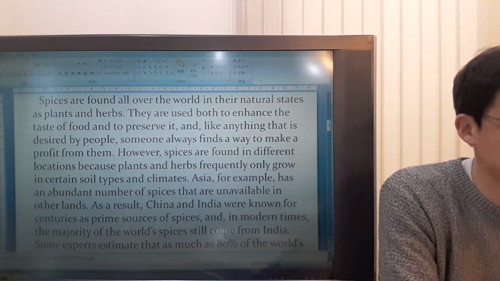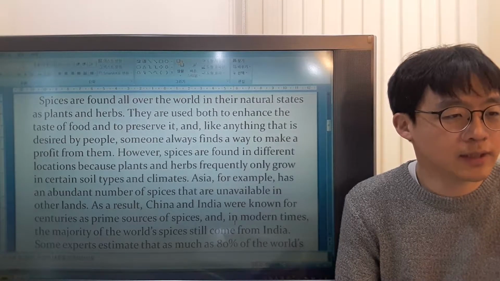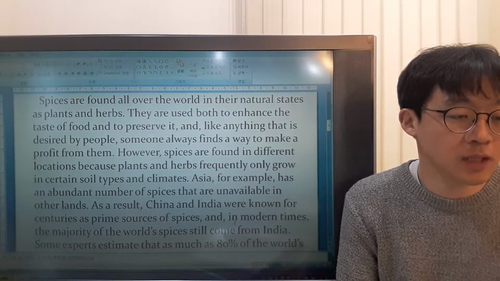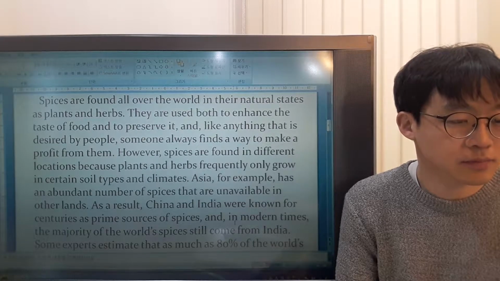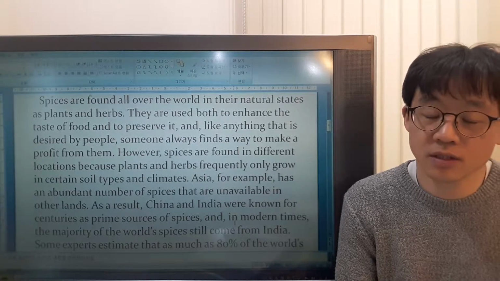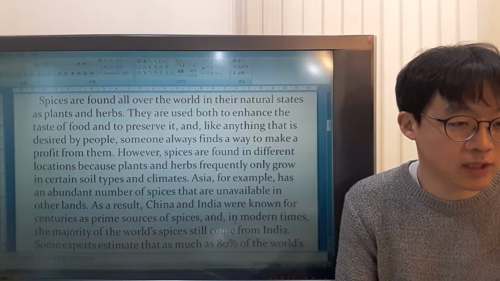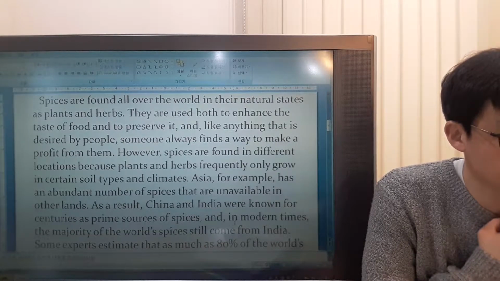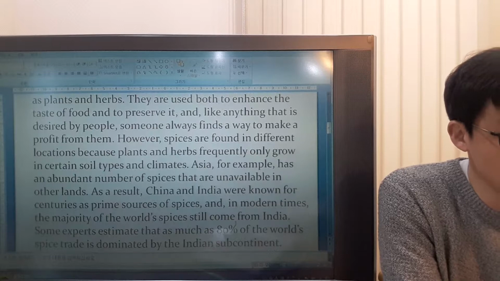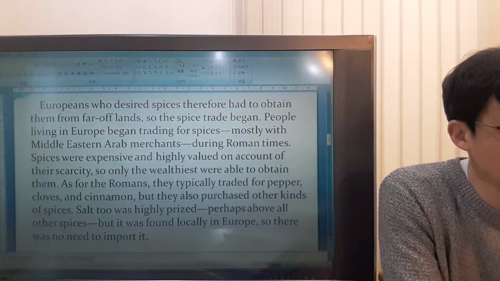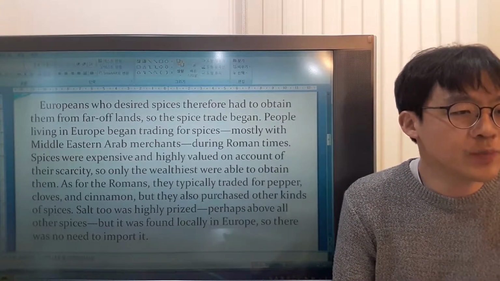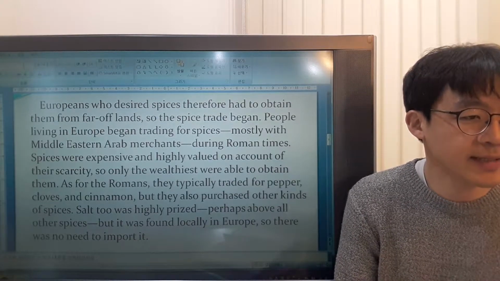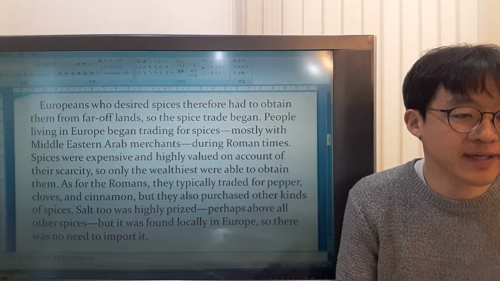So what is this part about? Spices come from all over the world, all right? And what they do is they improve the taste and help preserve it. But they are found in different locations because certain plants and herbs grow only in that location. And Asia has a lot of spices, and China and India is the main place where you get them, all right? So Europeans who wanted spice had to get them from faraway lands, and that's why the spice trade began.